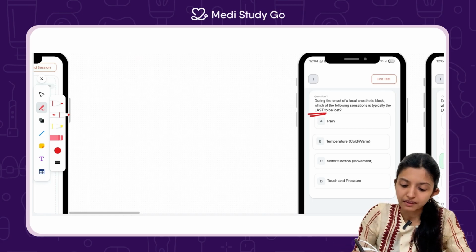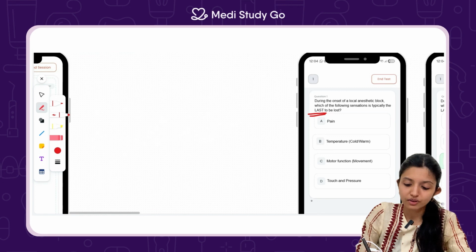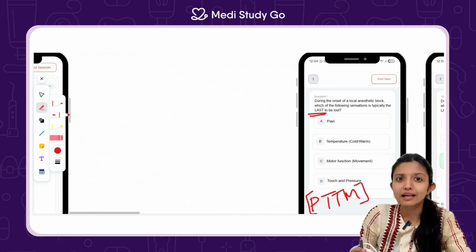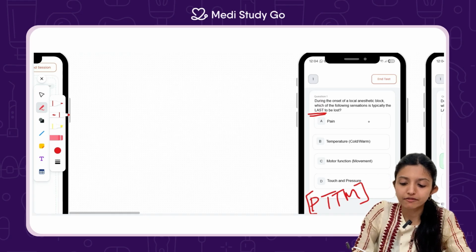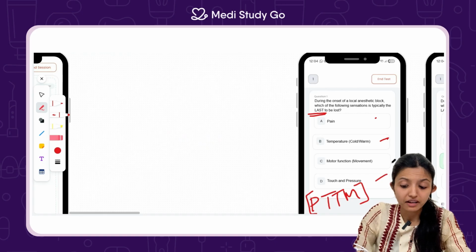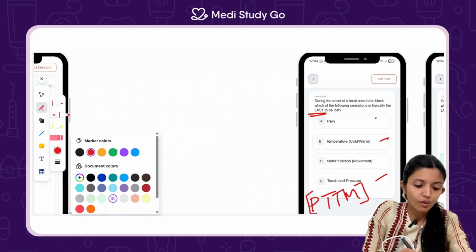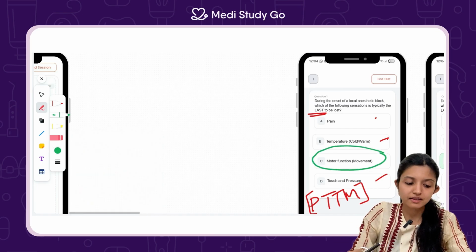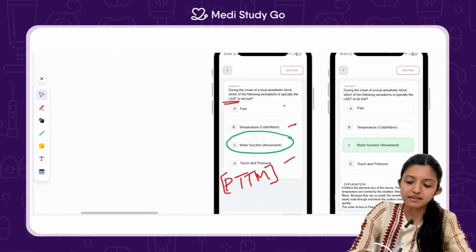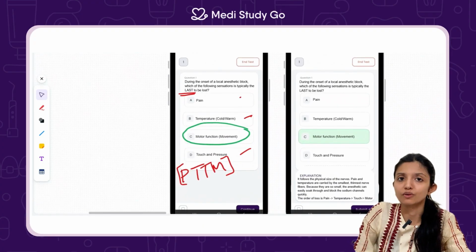To help you remember this, I'm going to tell you a mnemonic, which is PTTM. Remember the PTM meetings? So just add an extra T and it is PTTM. So you lose your pain first, then you lose temperature, then you lose touch, and in the end you lose your motor function. Hence, motor is the correct answer for this. So when the local anesthetic block works, the last sensation to be lost is your motor function or your movement.